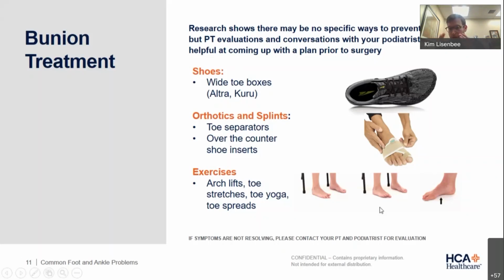just like narrow shoes can irritate the bunion, we want wider shoe boxes. So I think this picture is of an Altra shoe. You can see how big the toe box is. So it leaves a lot of space for that deformity, so you're not rubbing against it for prolonged periods of time, and you allow that pain cycle to kind of calm down.